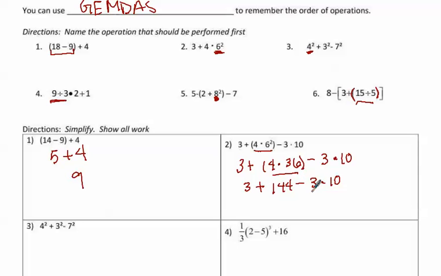From here, you want to do multiplication next. 3 plus 144 minus 30. Now we add or subtract from left to right. So you get 147 minus 30 to give us 117.